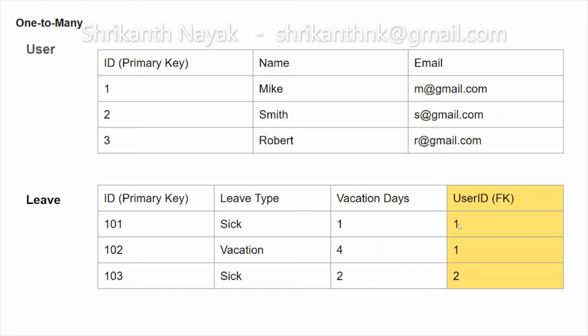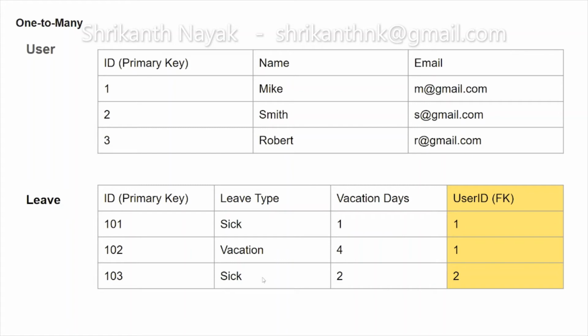look for user ID having value 1. In this case, I will see 2 records with the value 1. So this particular record belongs to Mike and this record also belongs to Mike. What does it mean? It means Mike has applied sick leave for 1 day and he also applied vacation leave for 4 days.